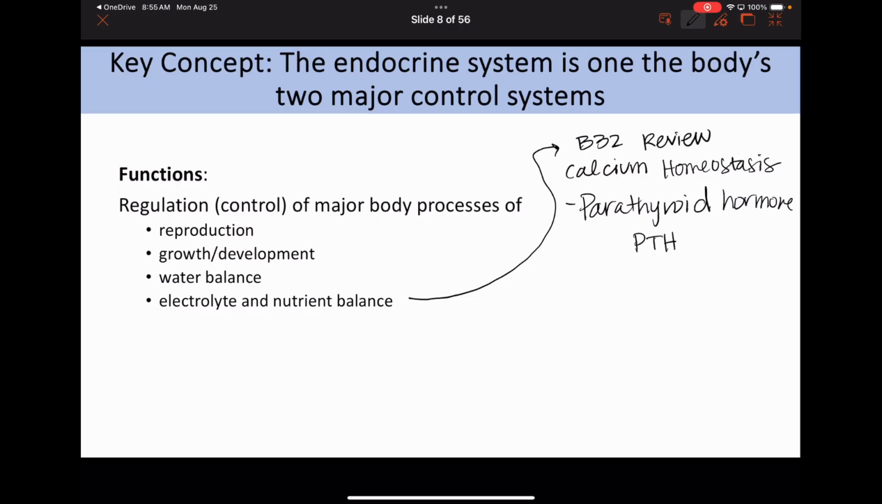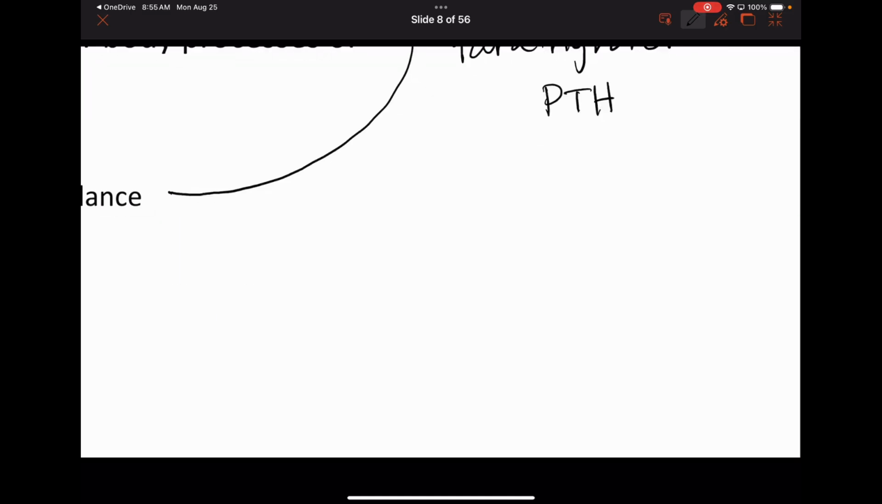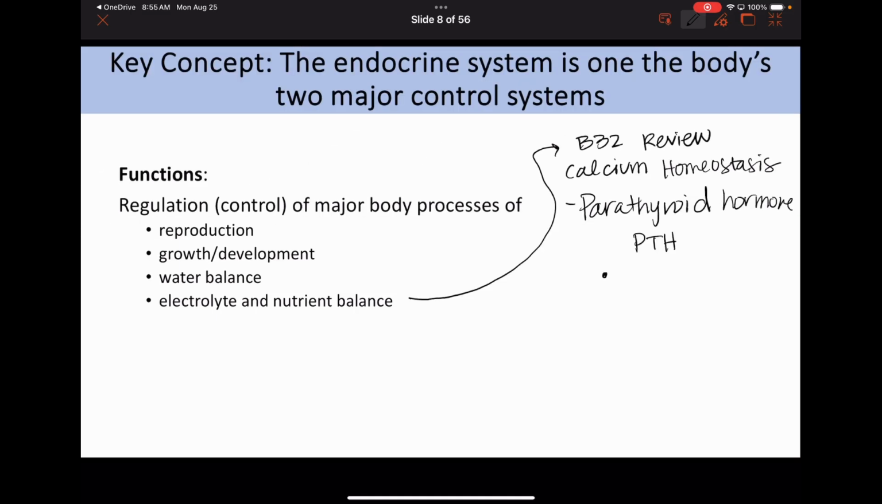Now, does anybody remember the targets for PTH? How do we increase calcium levels when it's too low in our blood? Yeah, from bones. So osteoclast is one. We activate osteoclast to break down the bone, which releases the calcium into the blood. What's another target? No, it's an organ. So 3 organs. So one is the bone, osteoclast specifically. What are the 2 other organs that parathyroid hormone targets to increase calcium levels?